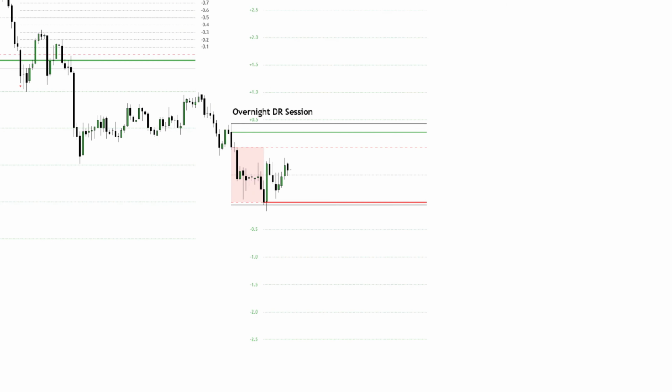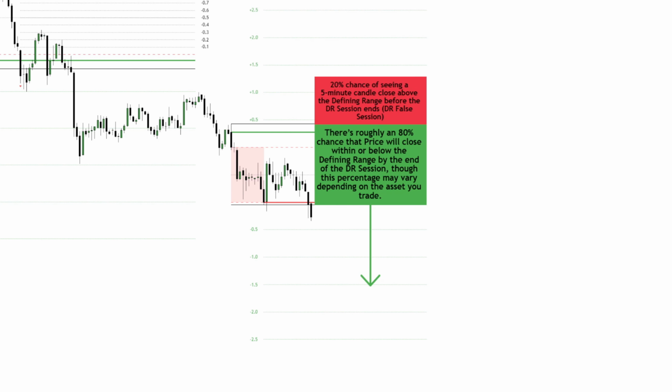Roughly 1 hour later, price closes below the defining range and we get the short confirmation we were waiting for. Now the probabilities shift. There's about an 80% chance that price will stay inside or ideally below the defining range for the rest of the session, and that's something we want to leverage to our advantage.